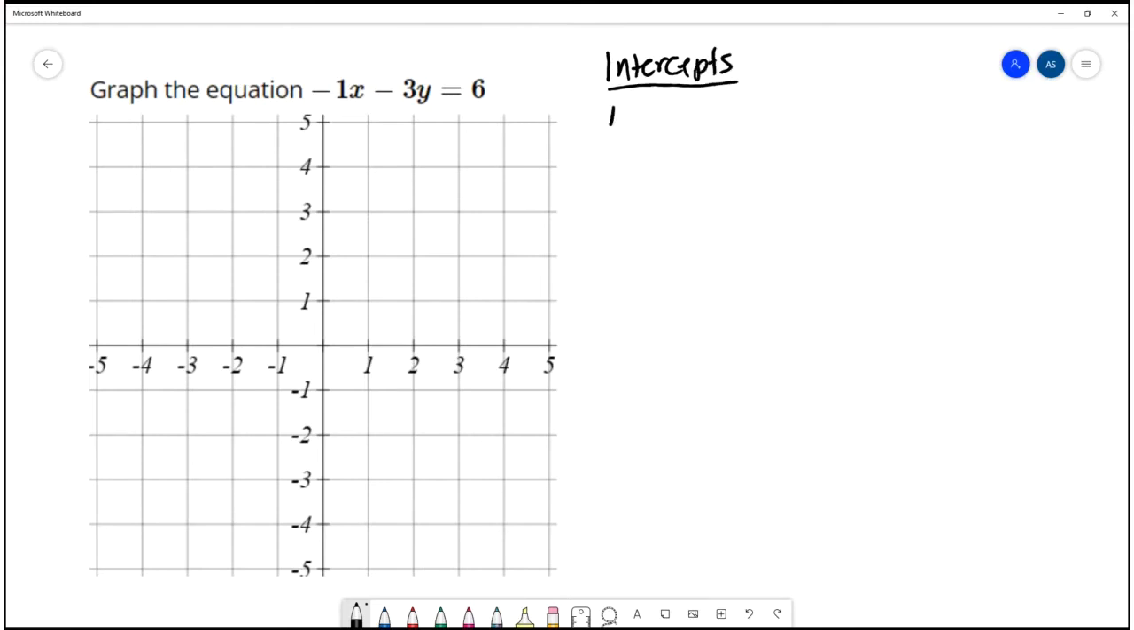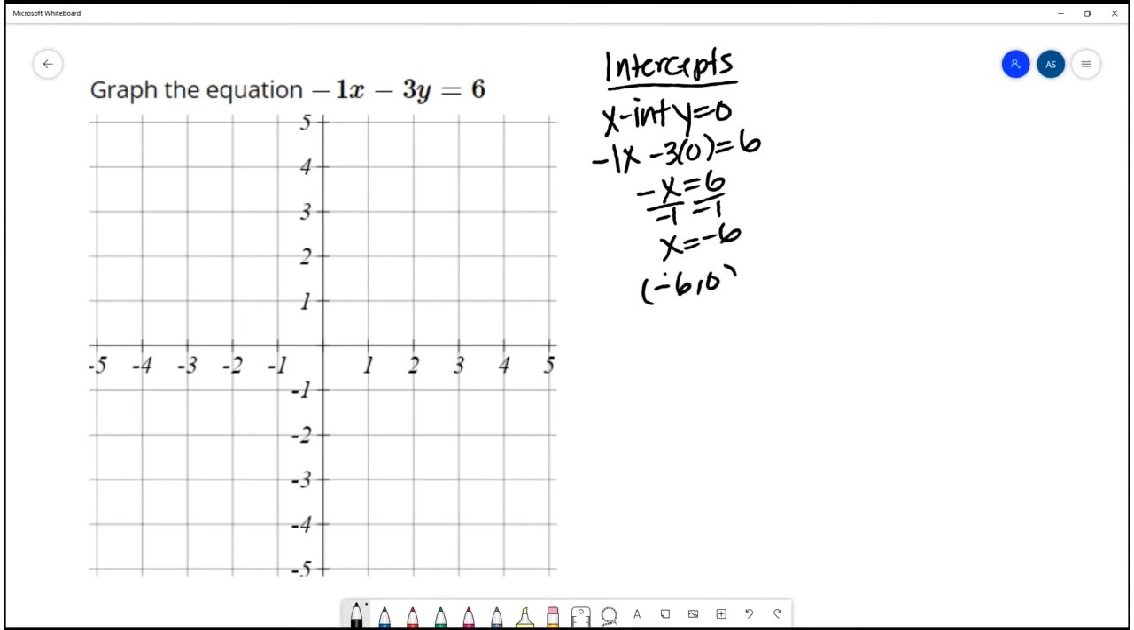So I'll find the x-intercept by letting y equal 0. So substitute a 0 in for y, and you have negative 1x minus 3 times 0 equals 6. Simplifying, you have negative x equals 6. I'll divide by negative 1 to get x equals negative 6. So we have an x-intercept at negative 6, 0.